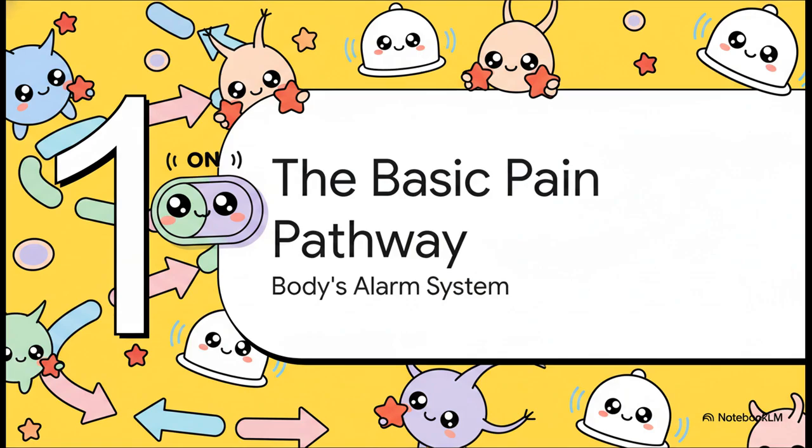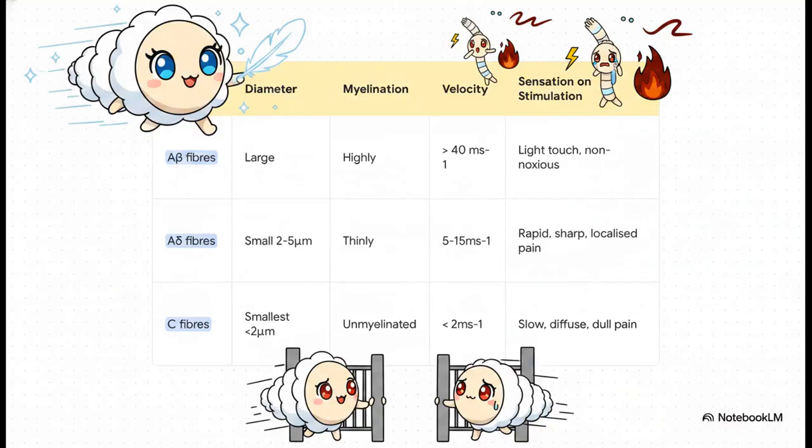Okay, so before we can even talk about how to control or modulate a pain signal, we first have to understand the standard route that signal takes. So let's begin with the body's fundamental alarm system. Now, this is where things get really interesting.